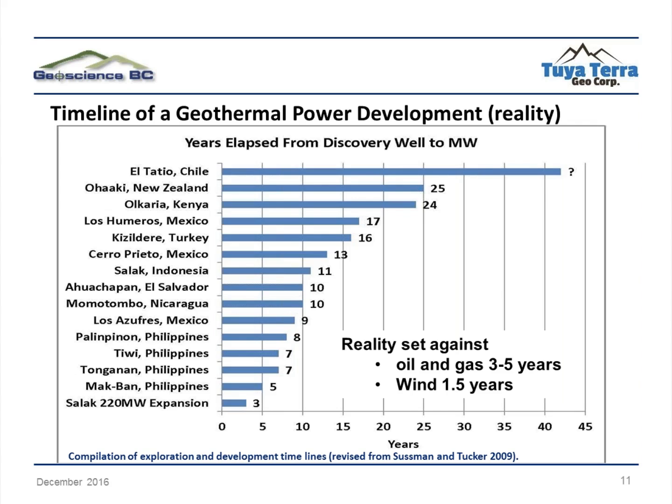So what you see here is a number of projects, and what is shown is they've had a discovery well. So they've used their equity financing to drill a well and prove there is a resource there, to the length of time it has taken from that point to be producing electrons. And you can see it can be as rapid as 3 years, and in other cases, such as El Tatio in Chile, there is not yet electrical generation. So this is just a note of caution.